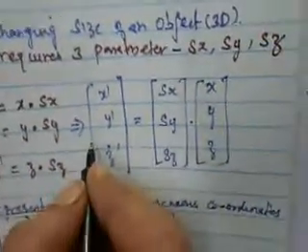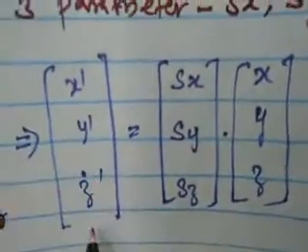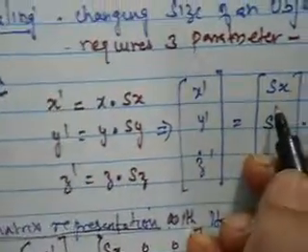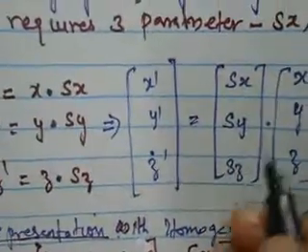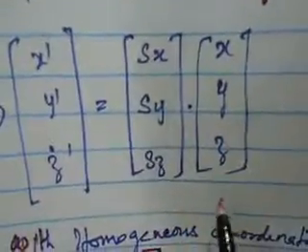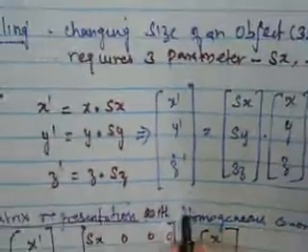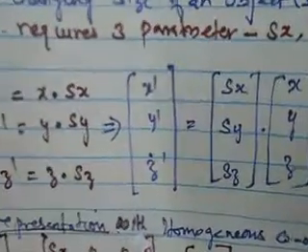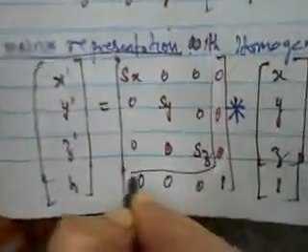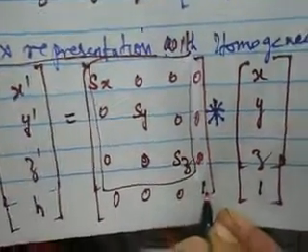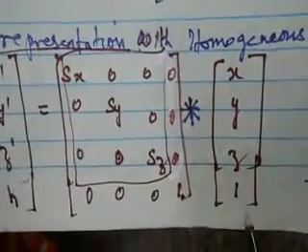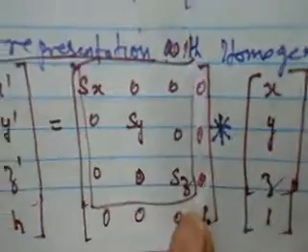When we convert it into matrix form, x dash, y dash, z dash is equal to sx, sy, sz into x, y, z. This is the 3 cross 3 matrix for 3D scaling. When we represent it in homogeneous coordinate form, we have to add one more dimension, so we have written the previous 3 cross 3 matrix as it is along with one more dimension. So we have added x, y, z along with one dimension.